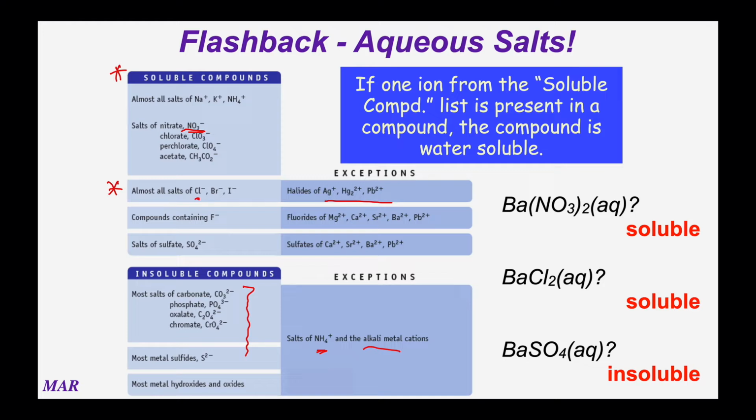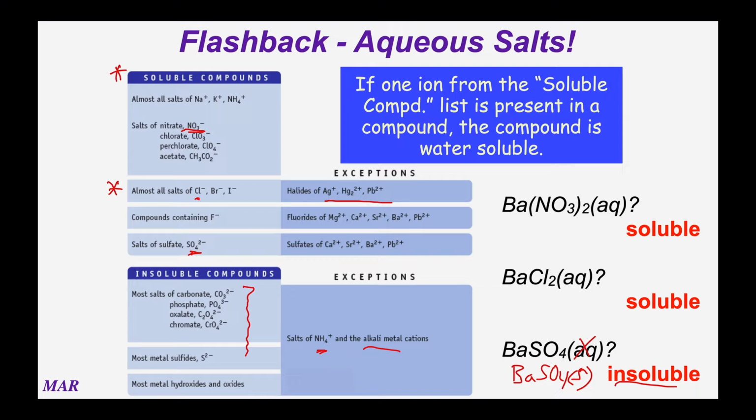Finally, though, barium sulfate. Now, most sulfates are aqueous, soluble, but barium is one of the exceptions. So barium with sulfate, we would say it makes an insoluble compound. And really, we should write this then as BaSO4 solid. If something is insoluble, that means you'll put a little s next to it. And if something is soluble, then you'd put an aq next to it.